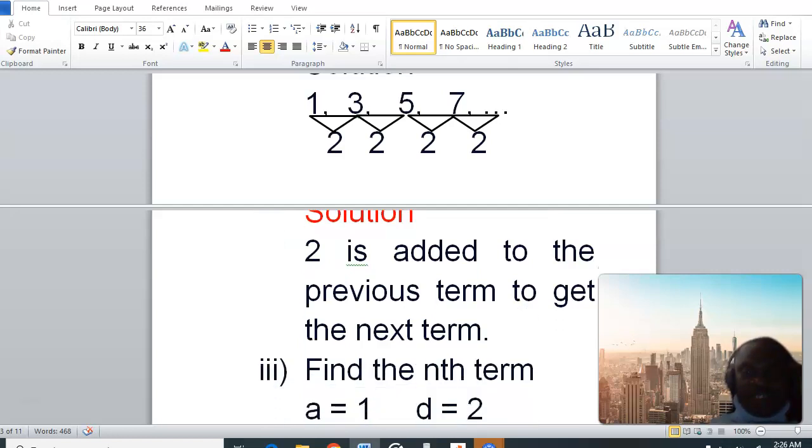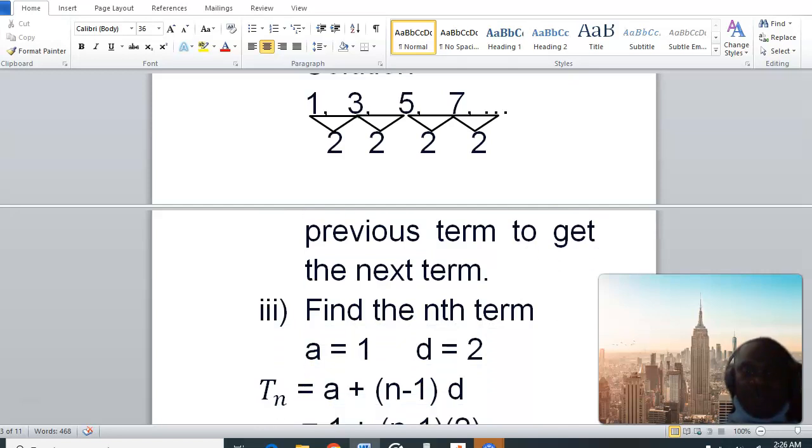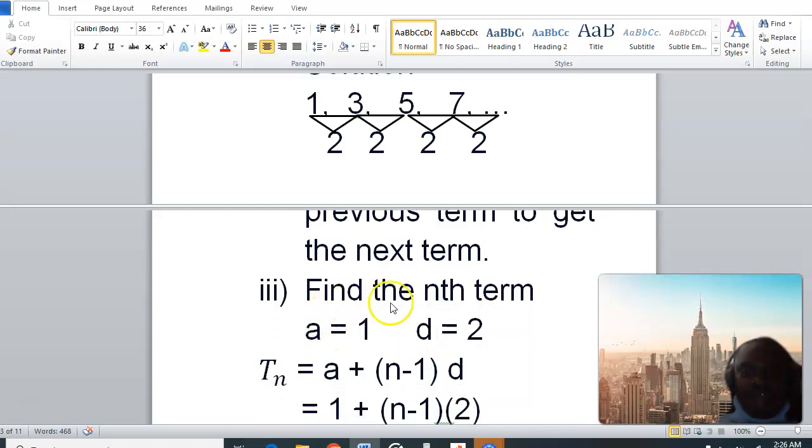Okay, the next question says, determine the nth term. Find the nth term. Sometimes you may have the question this way: determine the general formula. It is the same thing. Determine the nth term, determine the mth term, the kth term.